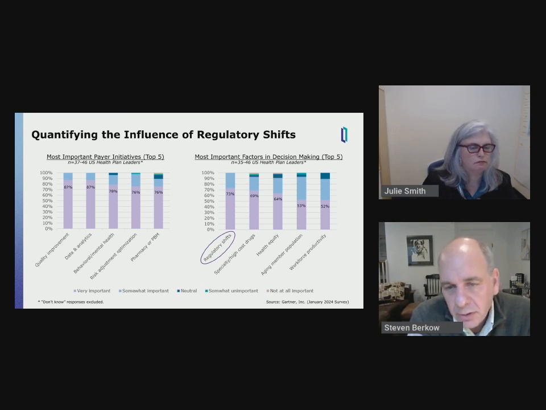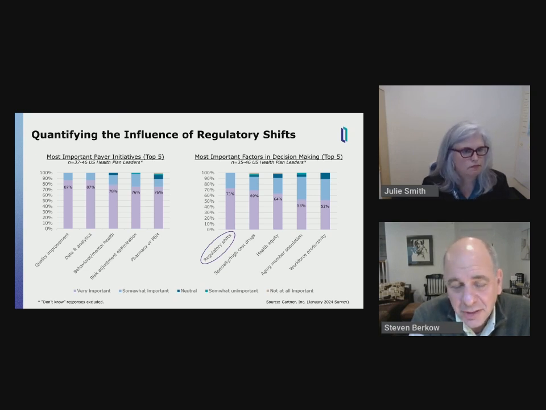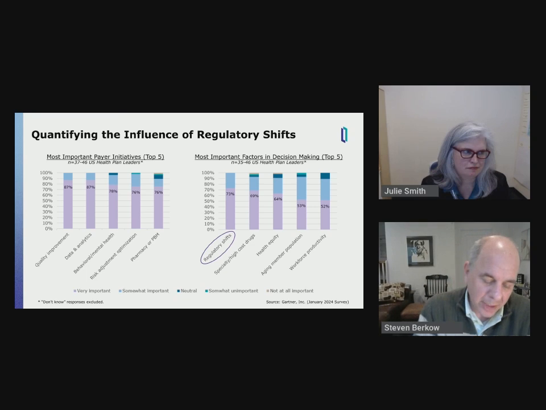I think what's really interesting is if you tweak the question when you move over to the right and now ask, what are the most important factors which are actually influencing these big decisions? Going down to the bottom again, what pops to the top is regulatory shifts, which again, probably not too big a surprise in light of how heavily regulated the healthcare industry is.